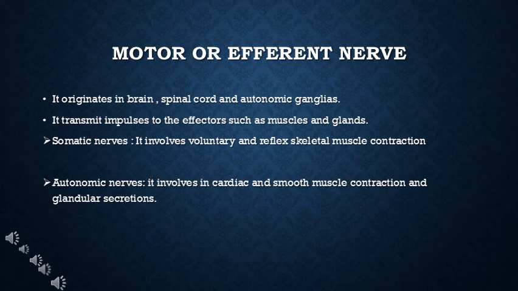What is a somatic nerve? Somatic nerve is involved in the voluntary and the reflex skeletal muscle contraction. And what is the autonomic nerve? Autonomic nerve could be sympathetic and could be parasympathetic, that is involved in the cardiac and the smooth muscle contraction and the glandular secretion.